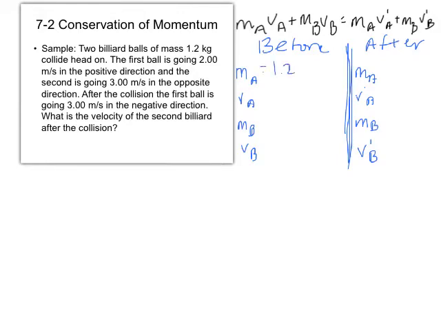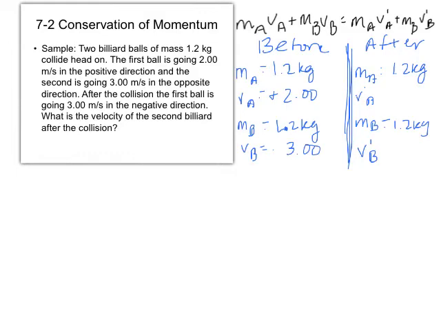So we have 1.2 kilograms as all of our masses in this case. It's possible to have different ones. And the mass before and after will always stay the same for the individual objects. And then the first ball is going 2 meters per second in the positive direction. So we'll make that positive 2. And then the second is going 3 meters per second in the opposite direction. So that should indicate to you that we need to make that a negative number.